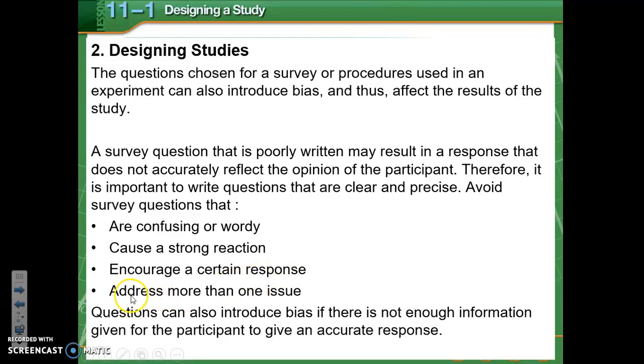And you need each question to only address one issue. If your question addresses more than one issue, it can be confusing because you don't know which part they would be answering. You also have to make sure you have enough information that they can answer accurately.